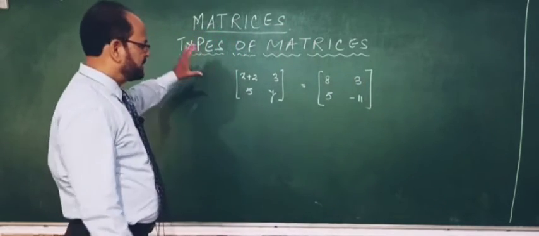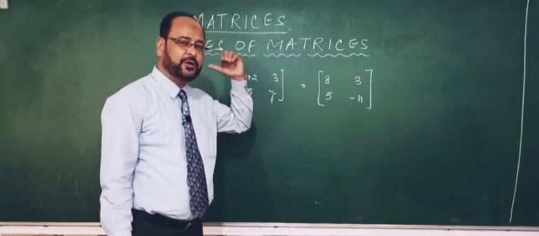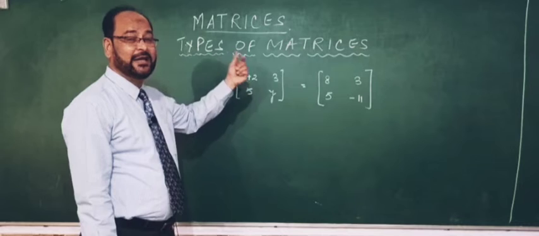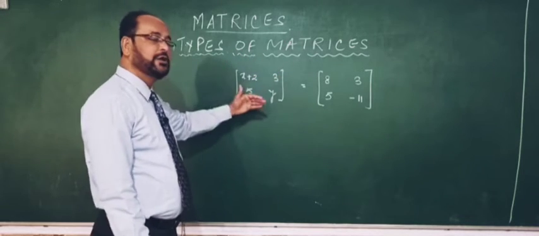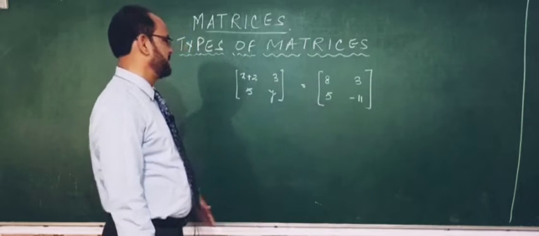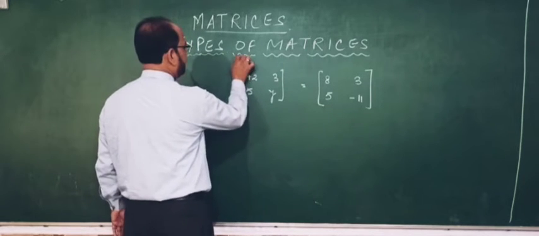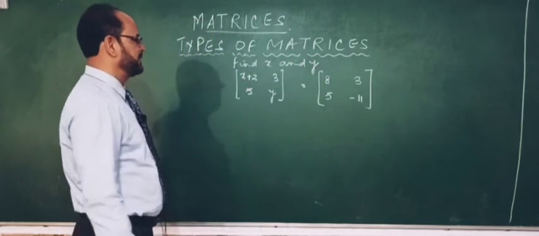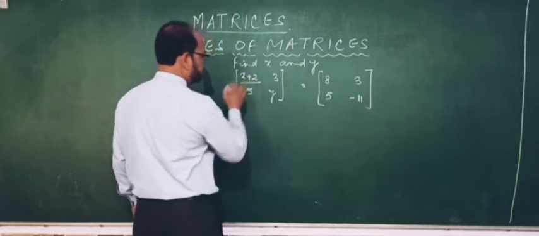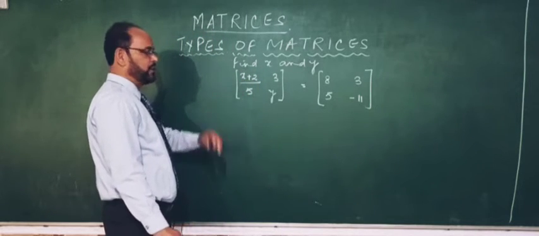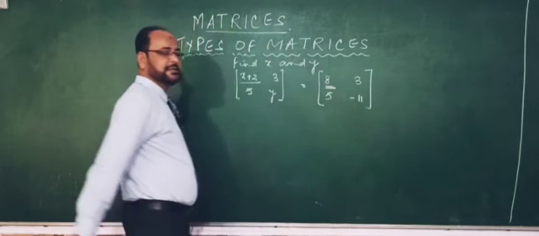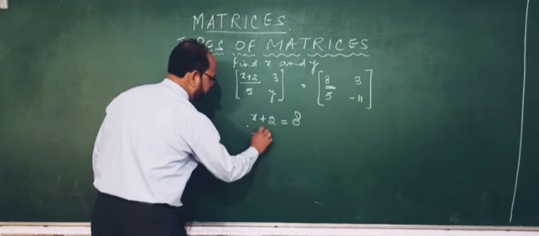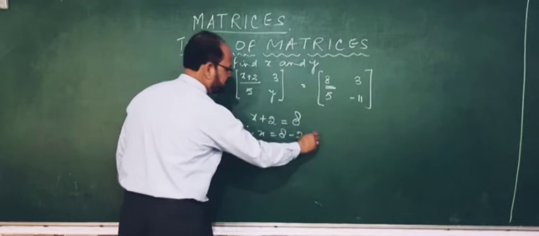As I told you, two matrices are equal if and only if their orders are the same and their corresponding elements are equal. Then only they will be equal matrices. So here, if it is written find X and Y, you want to find the value of X and Y. The first element in the first row and first column is X plus 2, and here it is 8. So X plus 2 will be equal to 8, and therefore X equals 8 minus 2, that is 6.